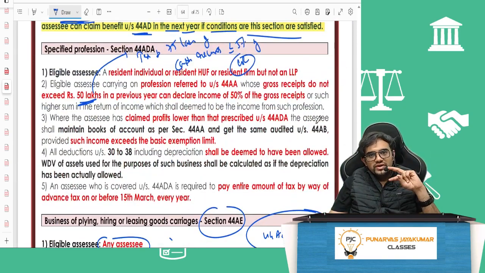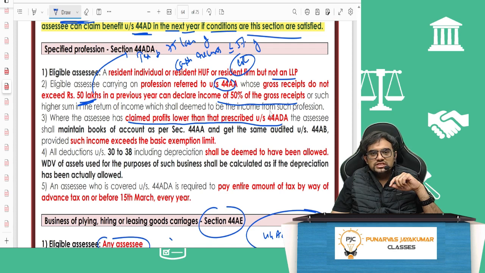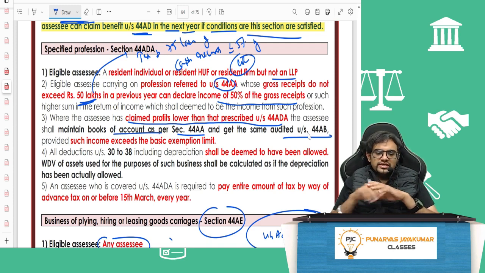Next, moving on, 44ADA. Eligible SSE will be a resident individual, resident HUF or resident firm, but not an LLP. An eligible SSE carrying on business relating to 44AA, that is interior designer, doctor, etc., whose gross receipts do not exceed 50 lakh in the previous year, can declare income of 50% of the gross receipts. So here you can declare income how much? 50%. Where the SSE has claimed profits lower than that prescribed under 44ADA, the SSE shall maintain the books of accounts as per 44AA and get the same audited under 44AB. Same thing, 32-38 will already be allowed.